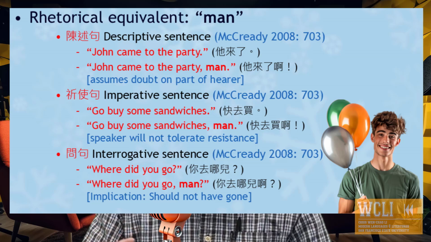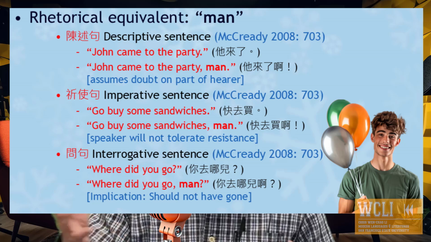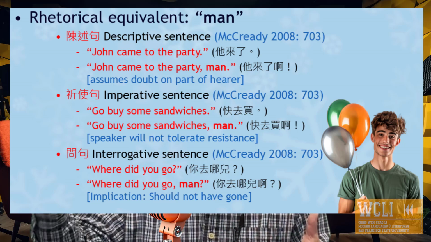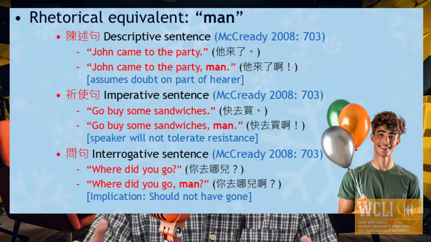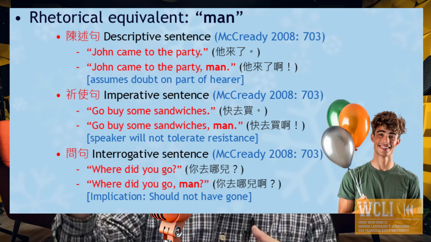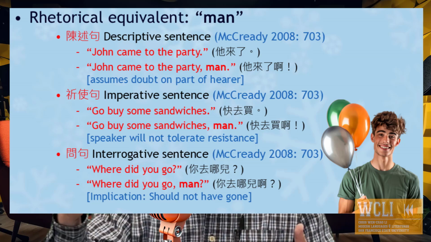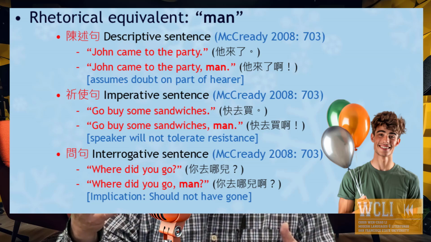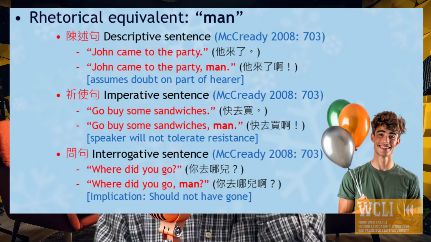You can also use man in imperative sentences. "Go buy some sandwiches." "Go buy some sandwiches, man." When I add the man at the end of it, what I'm implying is you were probably just sitting around, unwilling to do anything, unwilling to go buy a sandwich, and I don't want you to do that. I want you to go out and get that sandwich. So, "go buy some sandwiches, man." This man indicates a difference between what you're inclined to do and what I want you to do. There again is the difference in attitude.